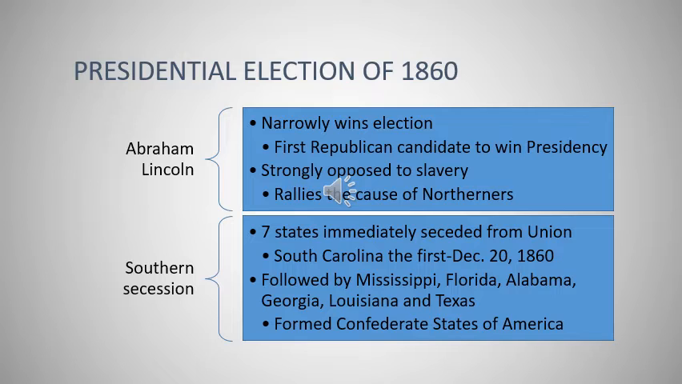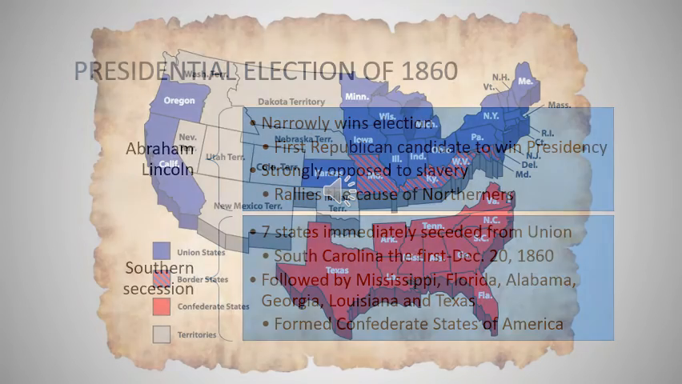Abraham Lincoln's election caused 7 states to secede from the Union immediately. The first state, South Carolina, left the Union on December 20th, 1860, followed very soon by Mississippi, Florida, Alabama, Georgia, Louisiana, and Texas. These 7 states initially formed the Confederate States of America.